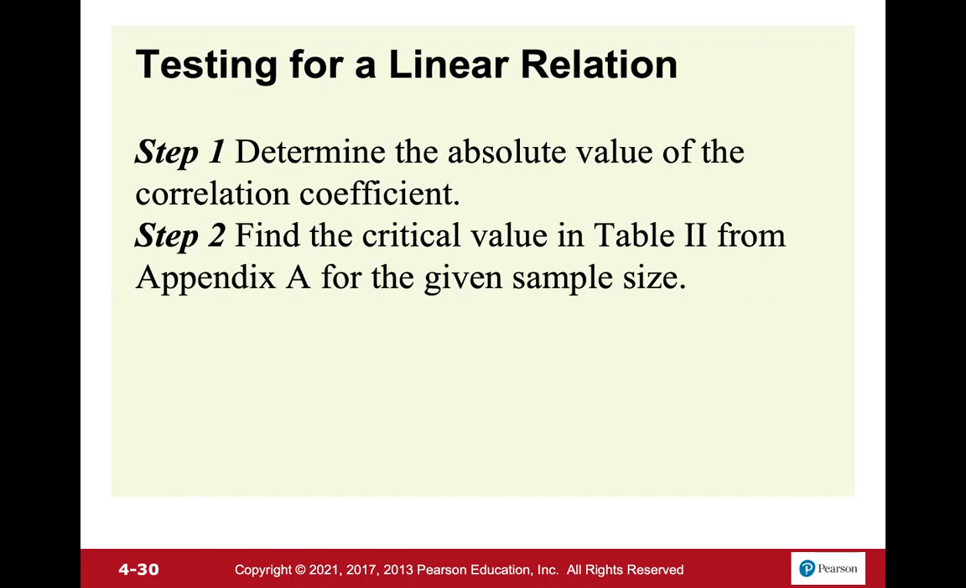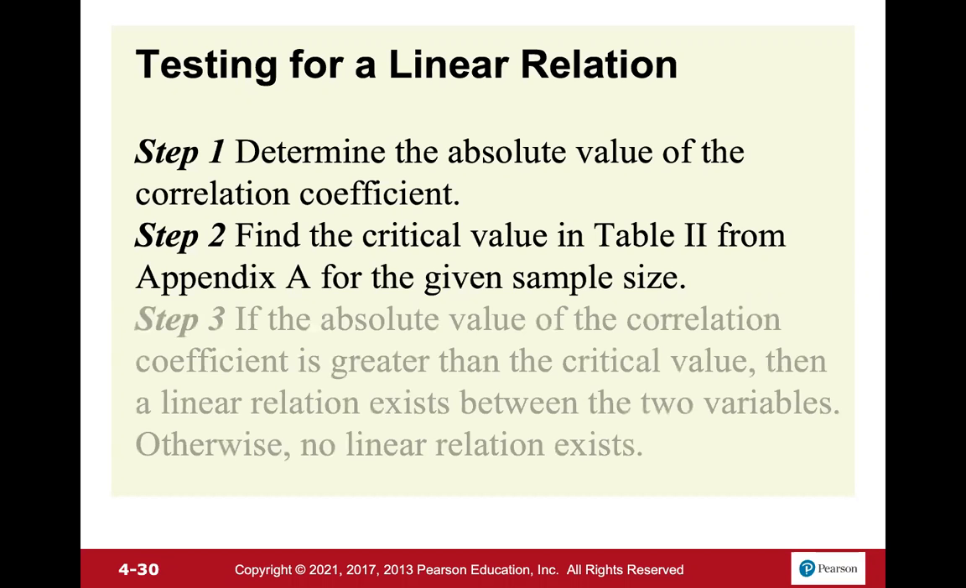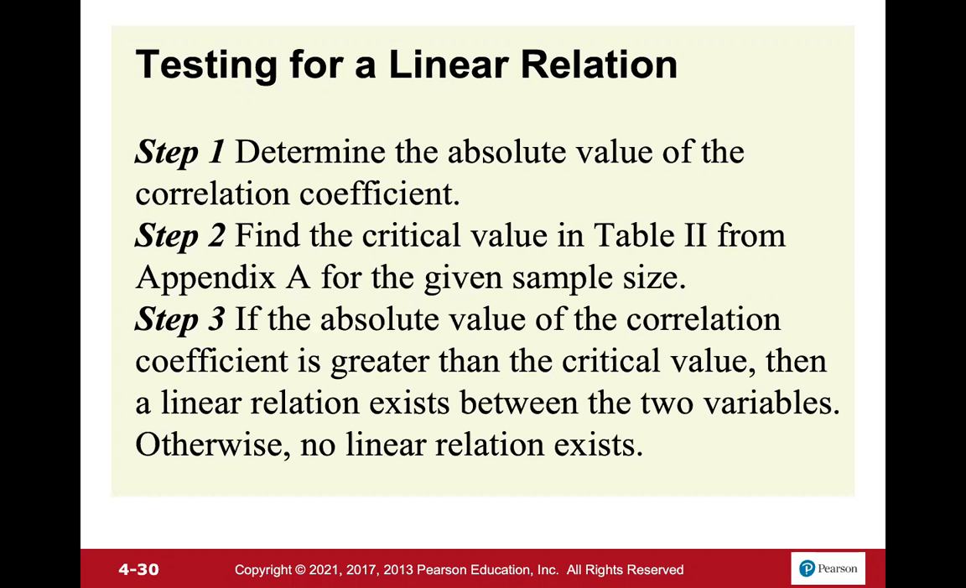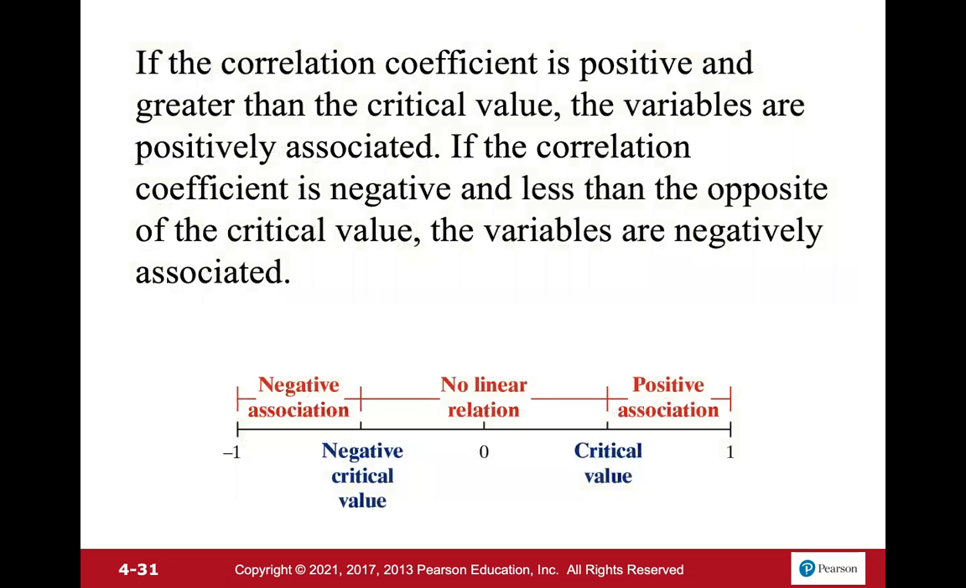Step two, find the critical value on Table 2 from Appendix A for the given sample. Step three, if the absolute value of the correlation coefficient is greater than the critical value, then a linear relation exists between the two variables. Otherwise, no linear relation exists. If the correlation coefficient is positive and greater than the critical value, the variables are positively associated. If the correlation coefficient is negative and less than the opposite of the critical value, the variables are negatively associated.